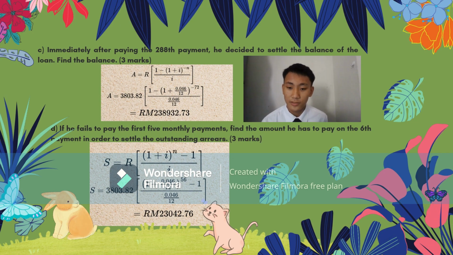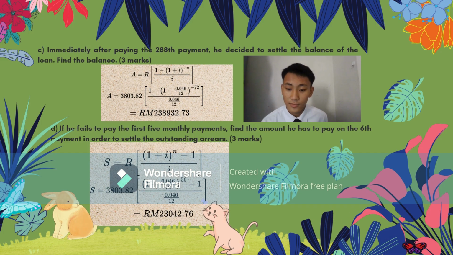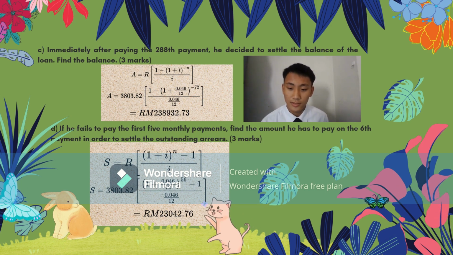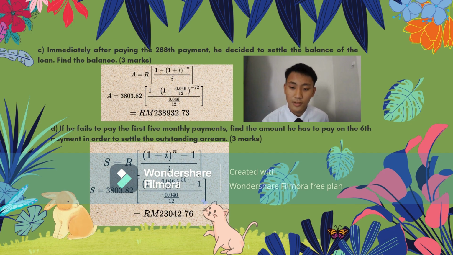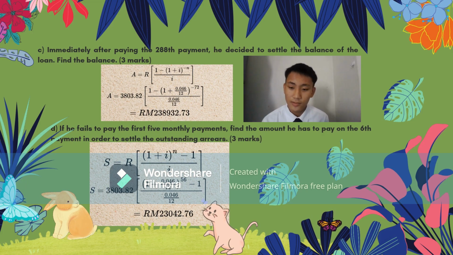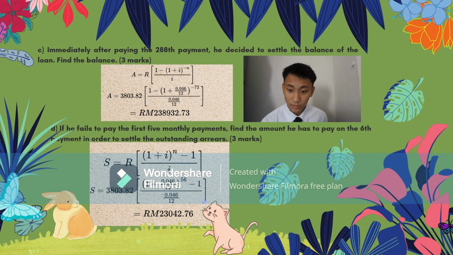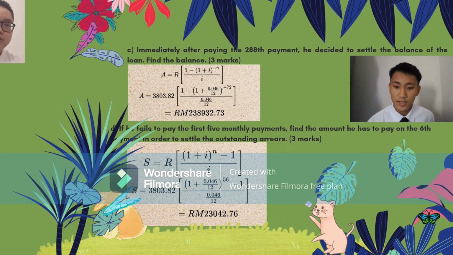D. If he fails to pay the first 5 monthly payments, find the amount he has to pay on the 6th payment in order to settle the outstanding arrears. All we need to do is S equal to 3,803.82[(1 + 0.046/12)^6 minus 1] divided by 0.046/12, which gives us RM 23,042.76.